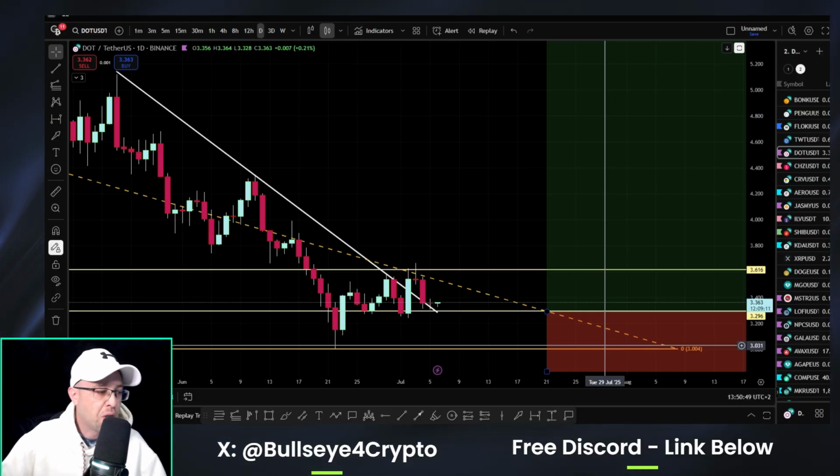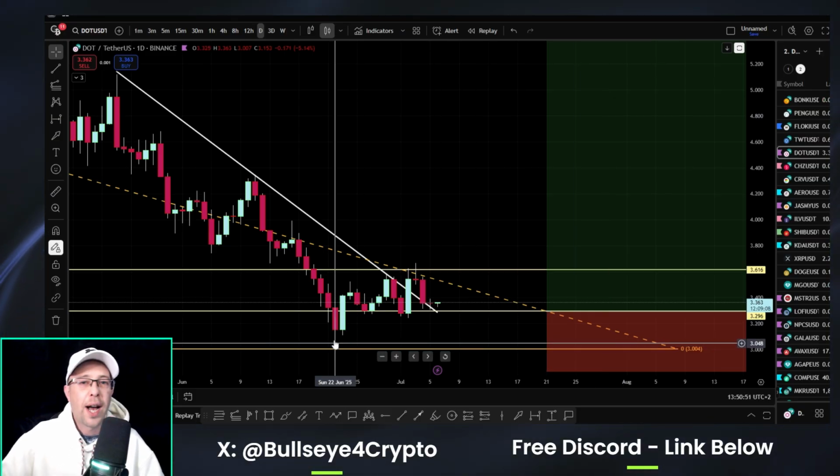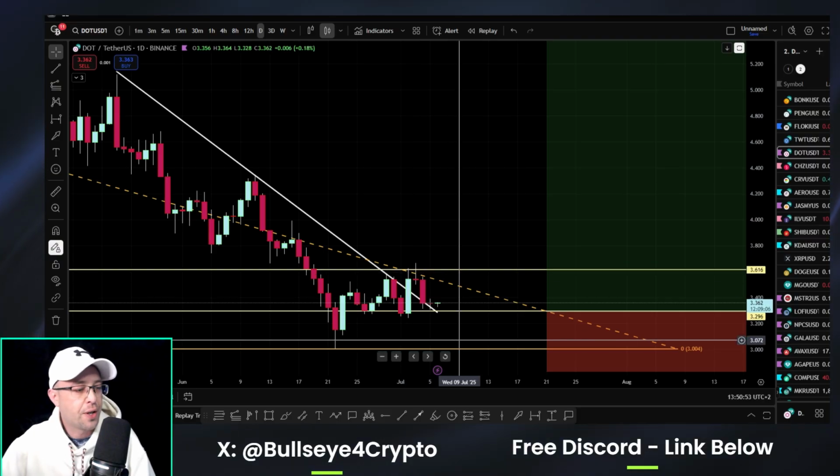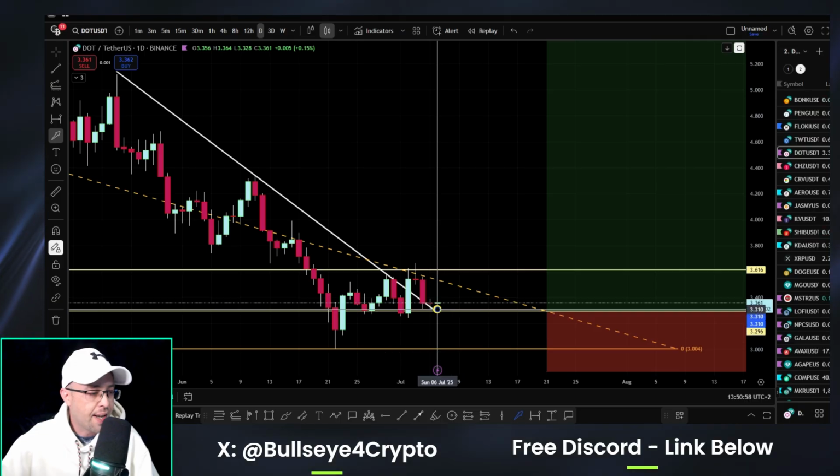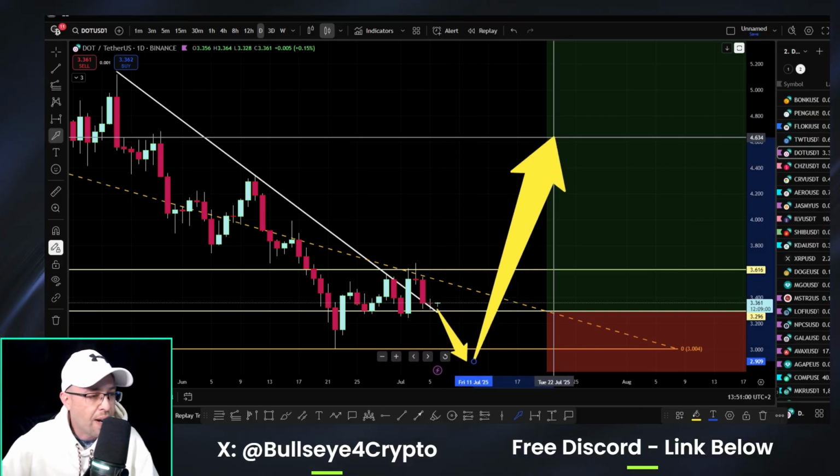Where do you put your stop loss? You put your stop loss below the previous low. What happens if it comes back and sweeps the previous low? You get a wick to the downside, it takes out your stop loss, and then it does something like this, all the way down, then all the way back up.